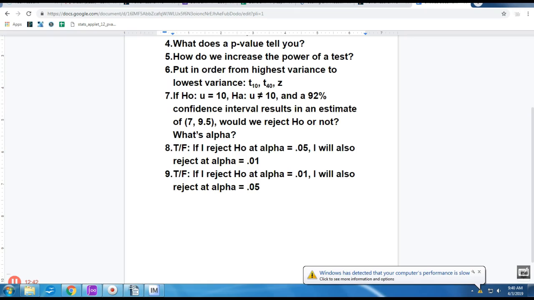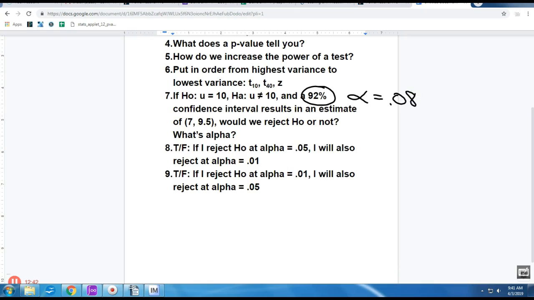And the other part of this is that's your confidence interval. Your confidence interval and your alpha have to add to 100%. Except alpha, you don't write as a percent, you write as a decimal. So if this is 92%, your alpha is 0.08. If this was 99%, your alpha is 0.01. They just have to add to 100. Good there?